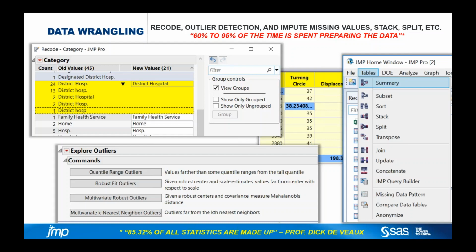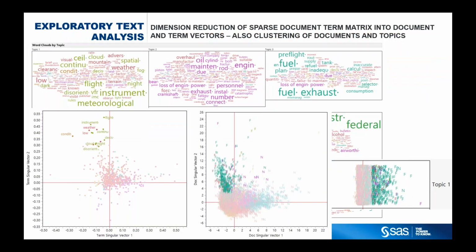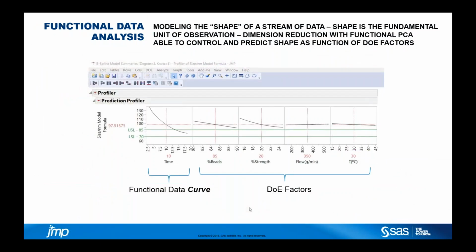Also wanted to point out, somebody mentioned earlier unstructured data. We also do text analytics. We also do functional data analysis. This is where your response isn't just a single point, it's a highly correlated stream of data. So think sensors. We can now model the shape of the curve, so that when we do functional principal components analysis, we're now actually able to make predictions on that.